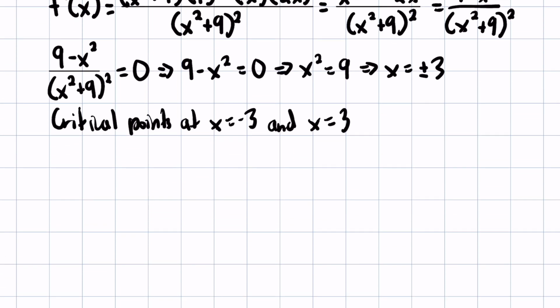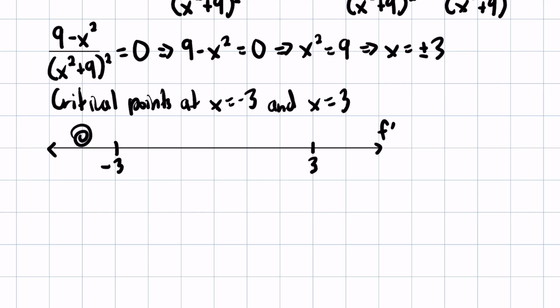Now, what I like to do here is just draw a number line. And I'm going to put negative 3 and 3 on there. I need to make this a little longer, don't I? For this one, I'm doing it to scale. I usually don't. So I want to figure out whether the derivative, whether f prime, is positive or negative in each of these ranges.